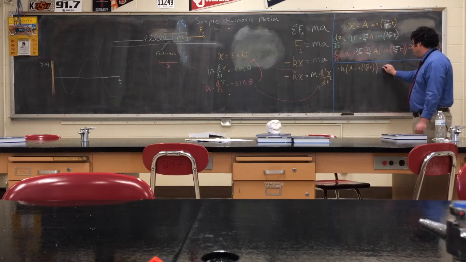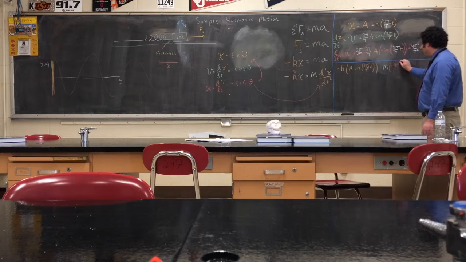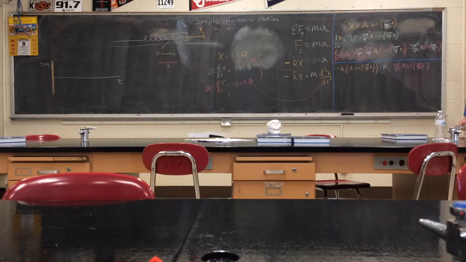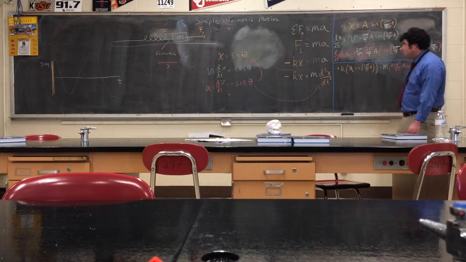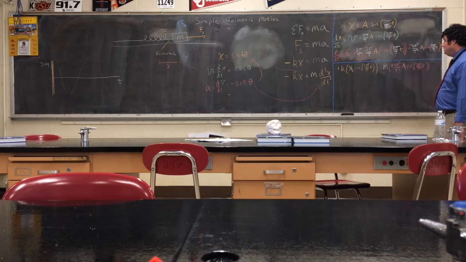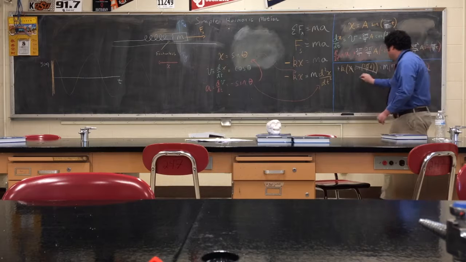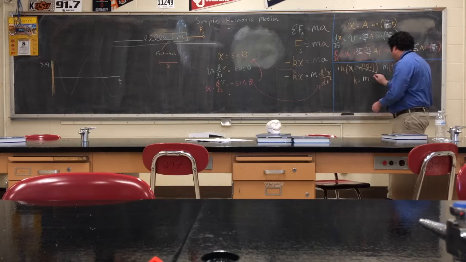And that apparently equals mass times negative 4 pi squared over period squared, A sine 2 pi over period times t. So we get a huge amount of canceling here, including all the trig functions. So the negative becomes positive. The amplitude, which we never even knew anyway, is gone. The sine function is gone. And we're left with k equals m times 4 pi squared over period squared.